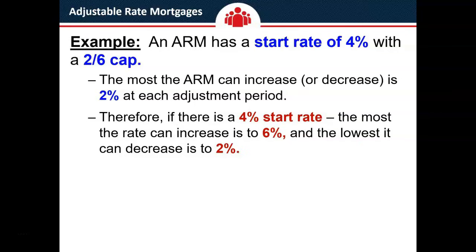You're starting with 4. It's scheduled to adjust. If the most it can go up is 2%, 4 plus 2 is 6. But what if you're starting at 4? What's the max it can go down? 4 minus 2 is 2.